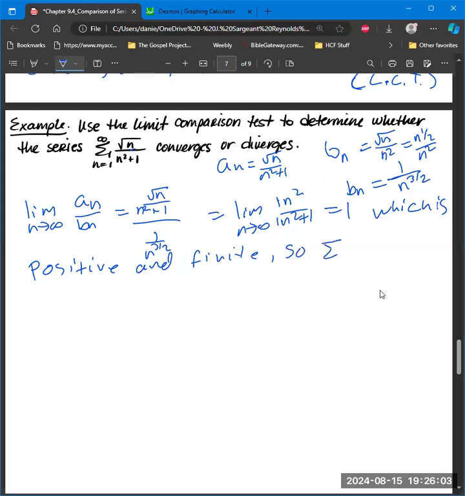So summation of AN and summation of BN both converge or both diverge.